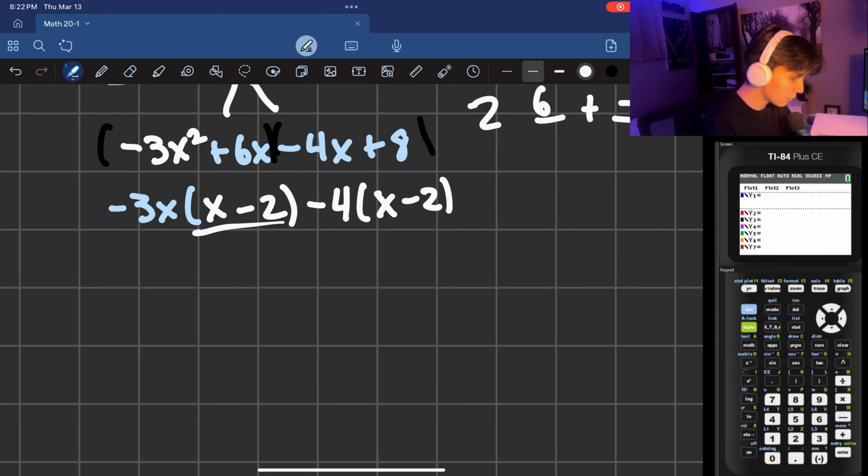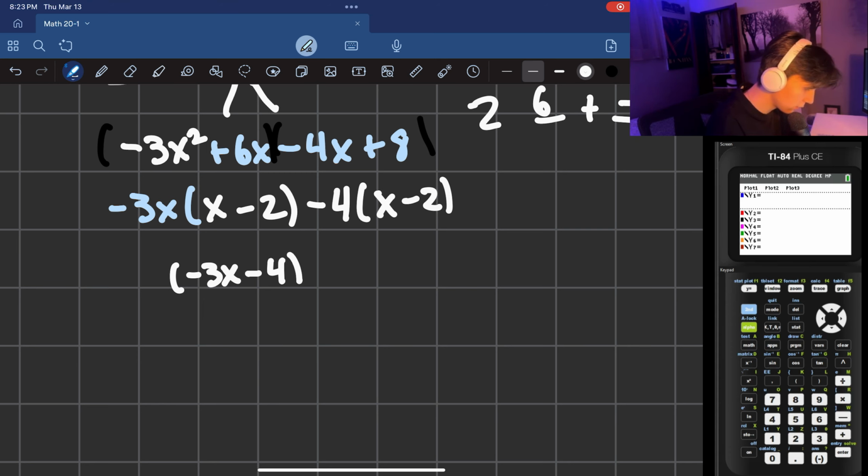These two brackets should match up whenever you're doing factoring and decomposition. Once you see that they match up, you know you've probably done it right. So then we're going to get negative 3x minus 4 and x minus 2. And then we're going to set this equal to 0.